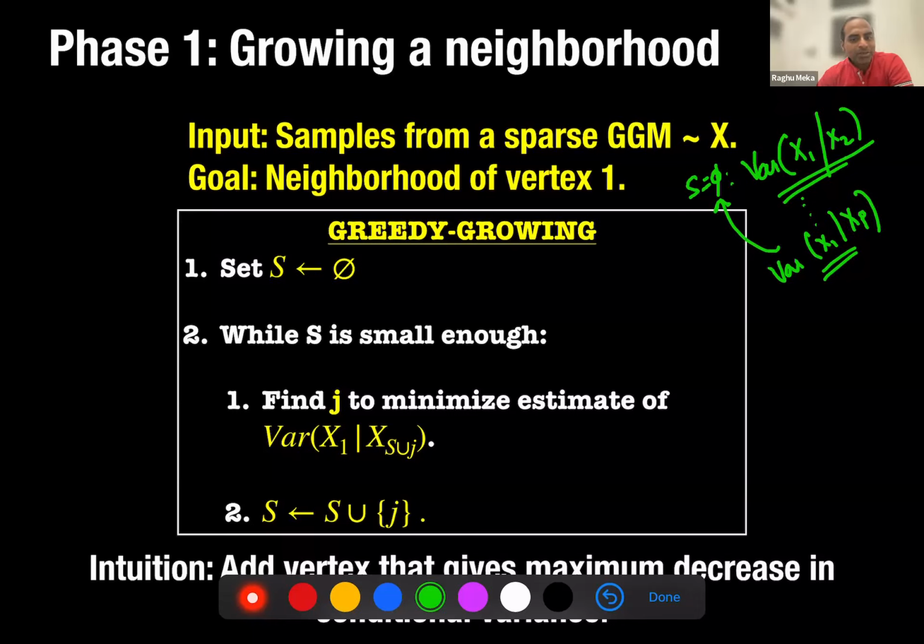So that's our simple greedy rule. We still have to discuss how to implement it, with samples, but let's push that under the rug for now and just focus on this clean picture. Given the current set of vertices, I add the vertex which gives me the most bang per buck in terms of reducing the variance of X1. I pick this index J and add it to my set and repeat until I hit a certain size limit, which I decide ahead of time. Okay. Any questions?